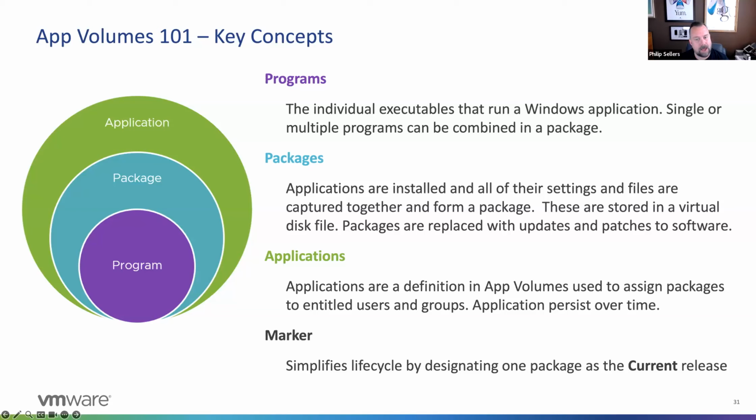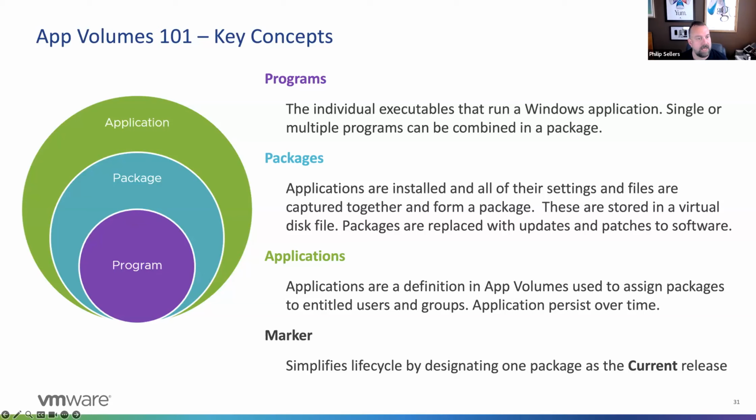The key concept here is an application persists over time, meaning you're going to create a Microsoft Office application, and then Office 2016, and I'll go back to older. So let's say 2013 is the application. You'll create a package when Service Pack 1 comes out. You'll create a package when Service Pack 2 comes out. But the application is still Microsoft Office 2013. So over time, that application doesn't change. That's the point where you're going to entitle your users and groups so that they're always getting the latest. And we'll talk about that latest flag a little bit during the demo, but the latest version of that application.